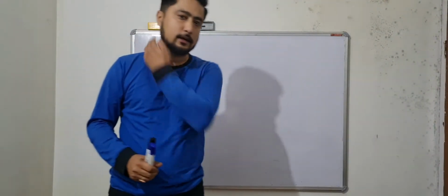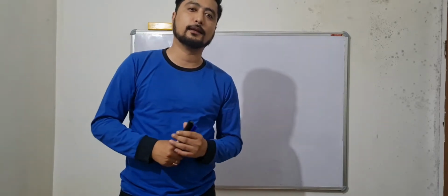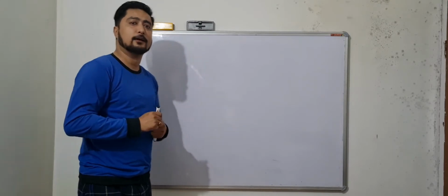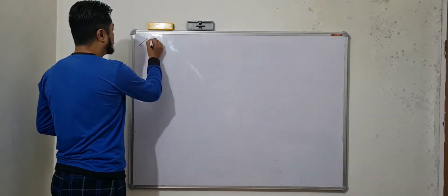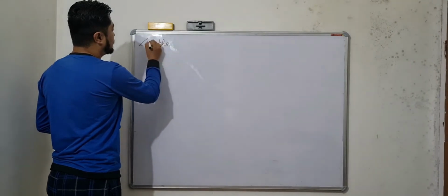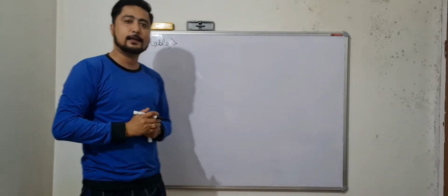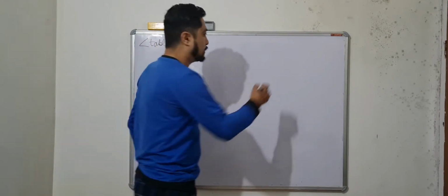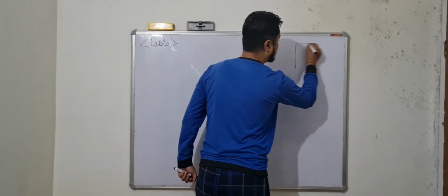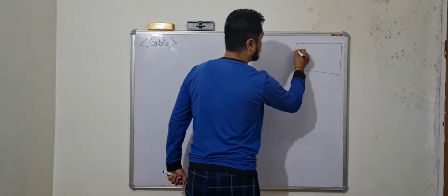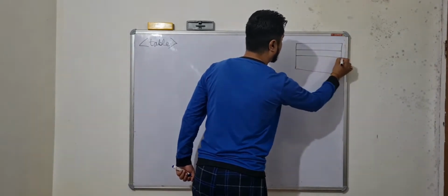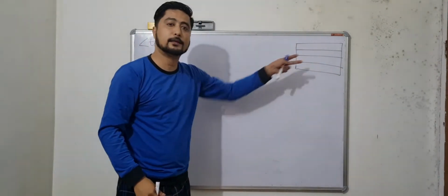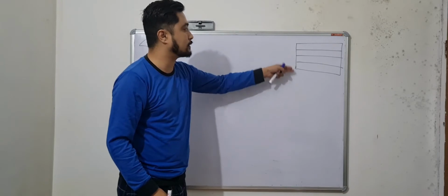Today we will see how to create a table in HTML. To create a table in HTML, we use the tag table. It is said that a table is a combination of rows. So a table looks like this. This is a table, and this is the first row, second row, third row, and so on. So a table is the combination of rows. How many rows are there? There are 4 different rows.